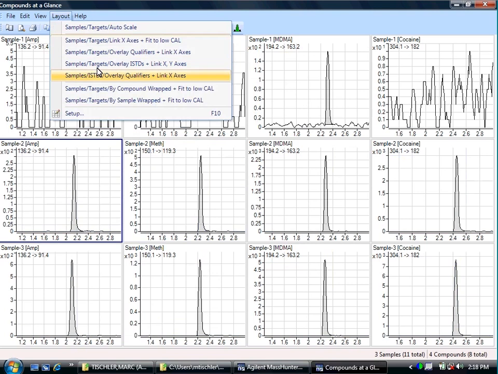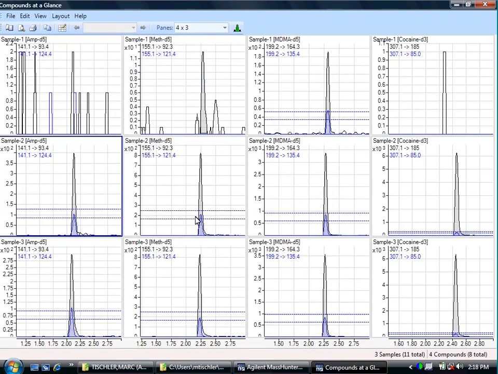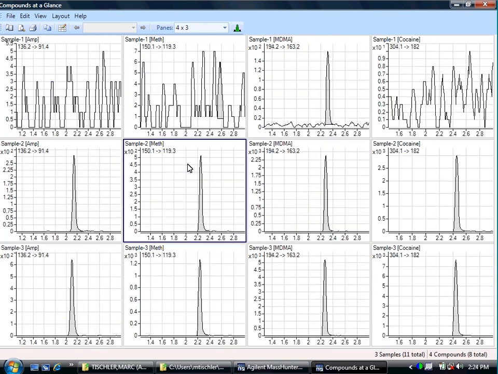Look at the layout for overlaying the samples, ISTDs, and overlaying the ISTD qualifiers. And in the case of drugs of abuse, you can see that the ISTD has a target as well as a qualifier ratio. So you can see those laid out here for the different compounds in that sample organization with the compounds across horizontally, where I want to review by compound.